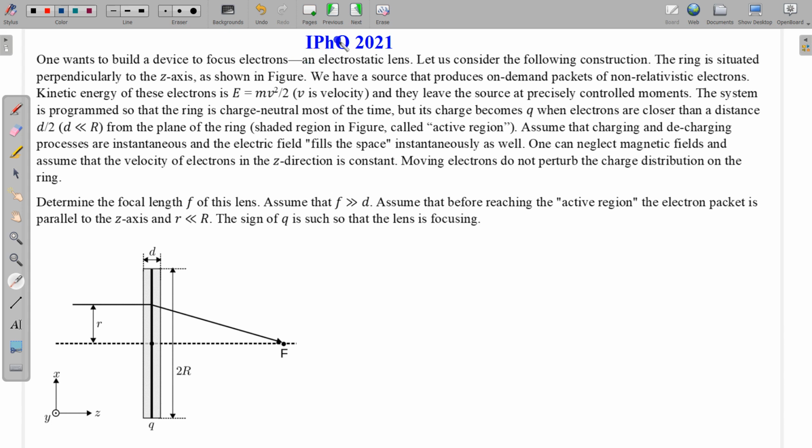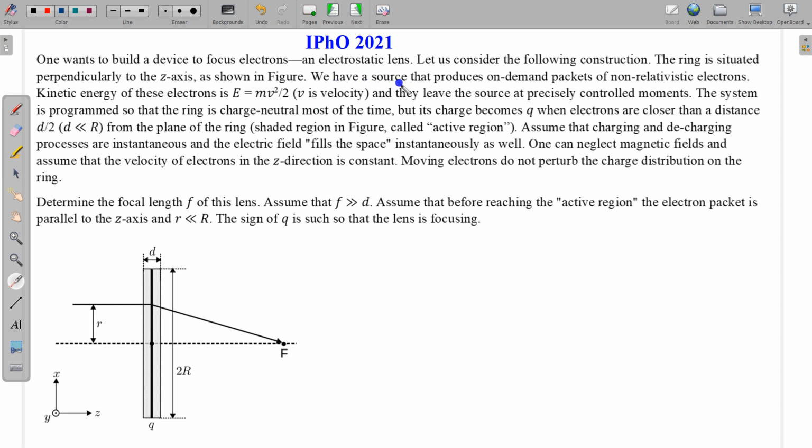This question is taken from IPhO 2021, and it is one of the parts of a question asked in the exam. The question says one wants to build a device to focus electrons, known as an electrostatic lens. Let us consider the following construction. We are using a charged ring for construction of the electrostatic lens. This ring is situated perpendicular to the z-axis as in the figure.